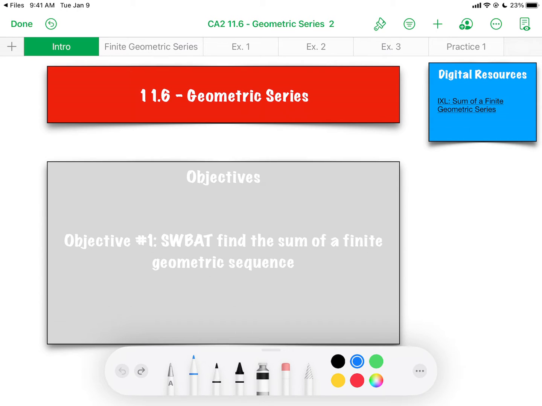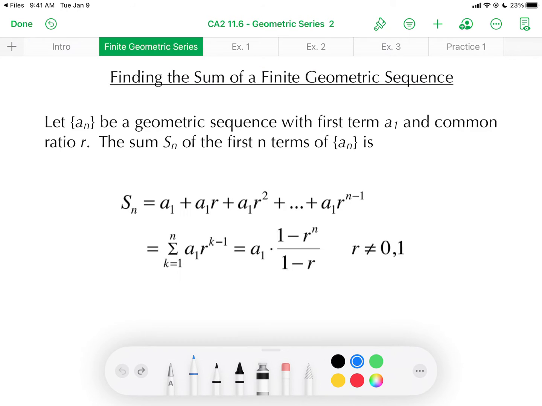All right, so once again, 11.6, now we're trying to find the sum of a finite geometric sequence. That means we are working with a geometric series now, okay? So, let's let A sub n be a geometric sequence where to go from one term to the next, we're continually multiplying by the same value, right? Or dividing by the same value, depending on how you want to look at it. And we have the first term A sub 1 with a common ratio R.